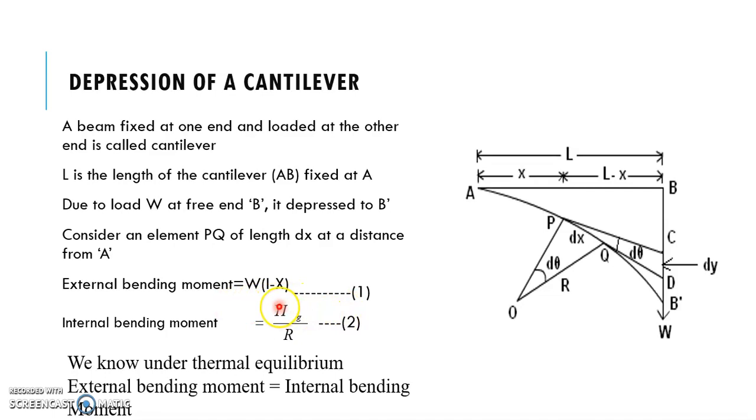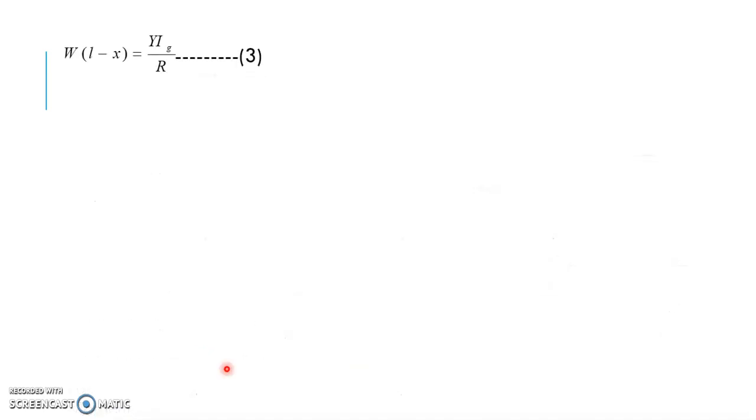That is equation 1. Then the internal bending moment, as we discussed the expression in the last video, is equal to Y Ig by R, where Y is the Young's modulus of the beam, Ig is the moment of inertia, and R is the radius of curvature. Therefore, external bending moment is equal to internal bending moment in equilibrium. Therefore, equation 1 is equal to equation 2. That means W into L minus x is equal to Y Ig by R. That is equation 3.